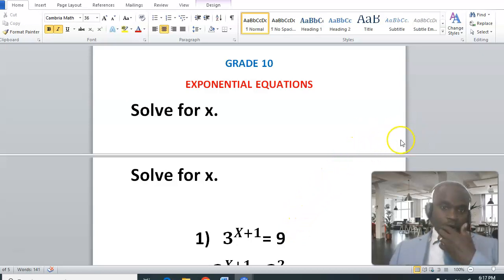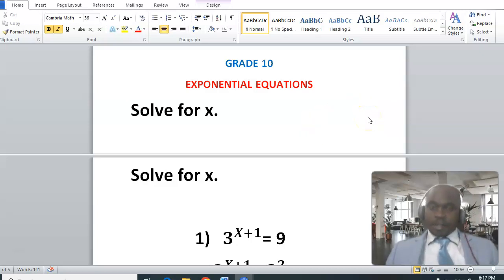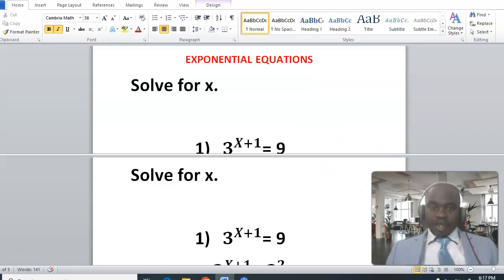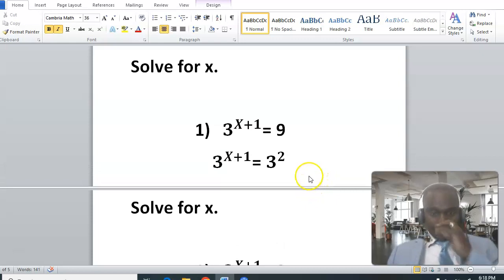So let's quickly look at this question. Solve for x. The question says solve for x, and we have 3 to the power x squared plus 3 exponent x plus 1 is equal to 9. What we need to do is change it to the same base.